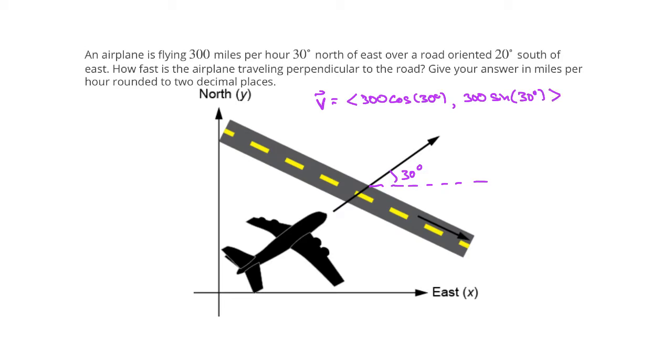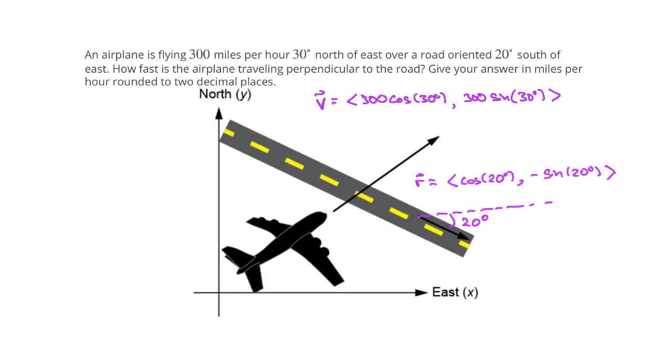Now, for the direction vector of the road, we imagine that we have a horizontal line heading off in this direction, and we know that that angle is going to be 20 degrees. So our direction vector for our road is going to be, for the horizontal, the cosine of 20 degrees. And for the vertical, since I'm going down, it's going to be negative the sine of 20 degrees.